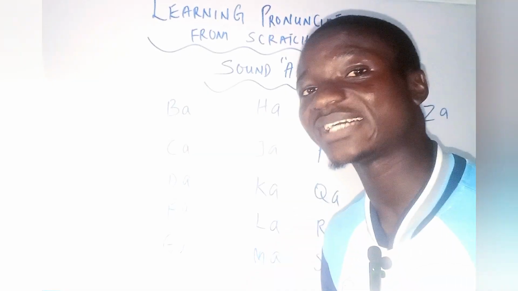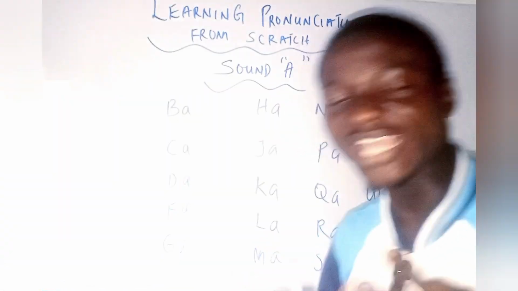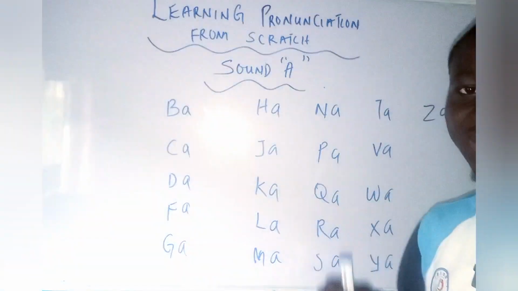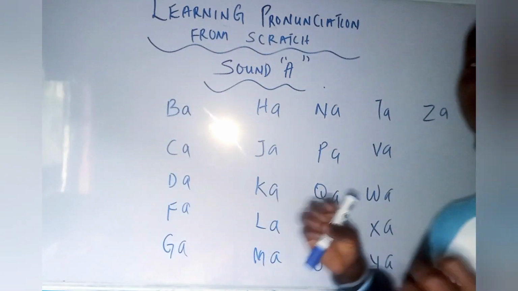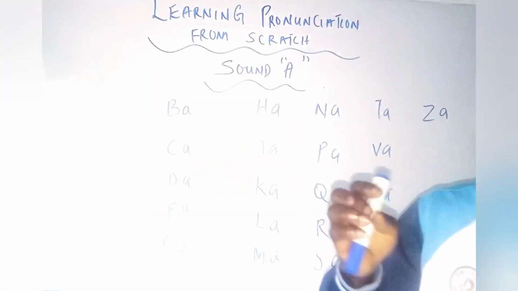Again. Ta. Say it. Ta. Say it again. Ta. Now, move to the next one. V-A, because V is V, A is A.